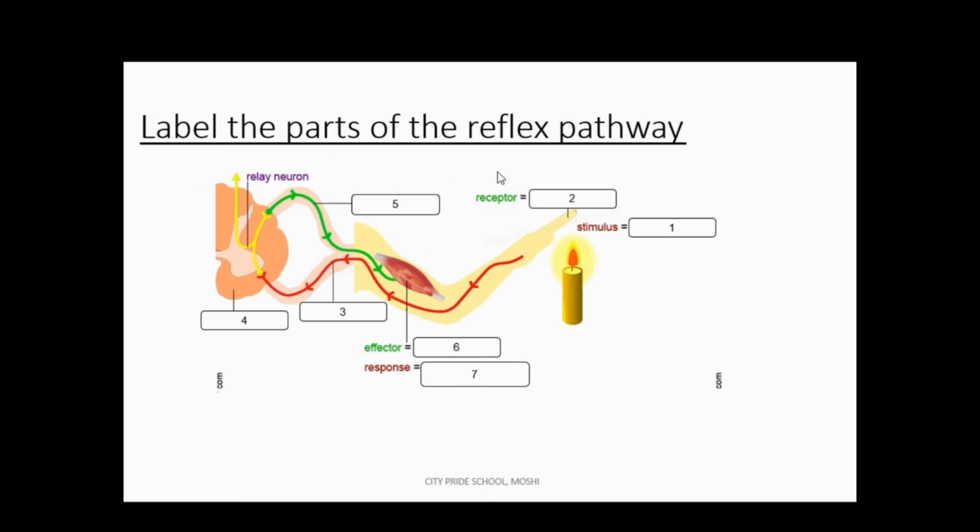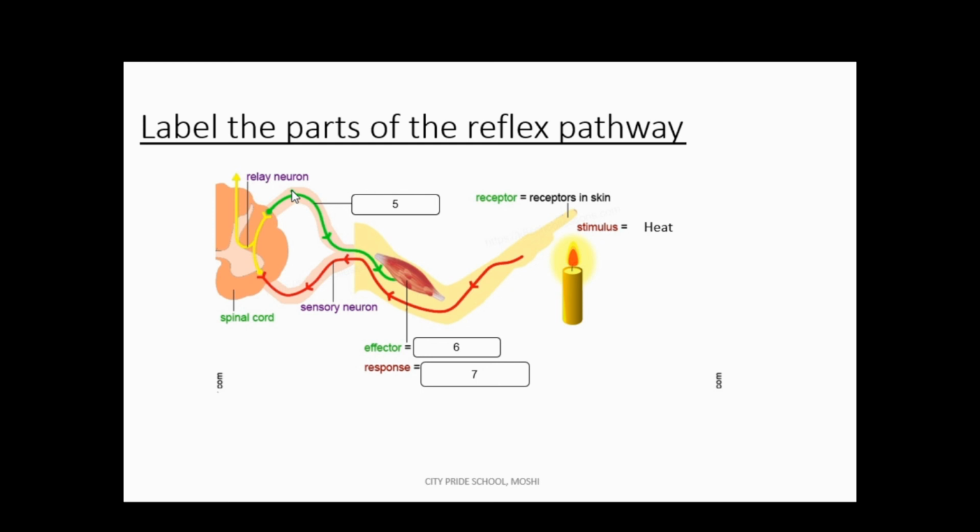Now let's label the parts of the reflex pathway. The pain caused due to the heat from the candle is a stimulus. Then comes a single nerve cell or neuron which passes the information from the receptors in the skin to the spinal cord, and this is the sensory neuron. There is an interneuron in the spinal cord which will now initiate a response to this stimulus.